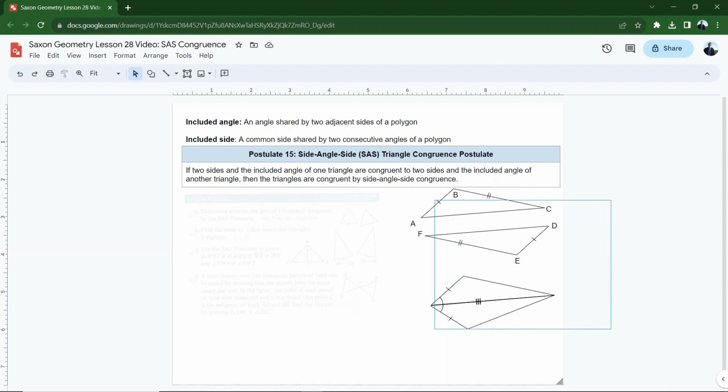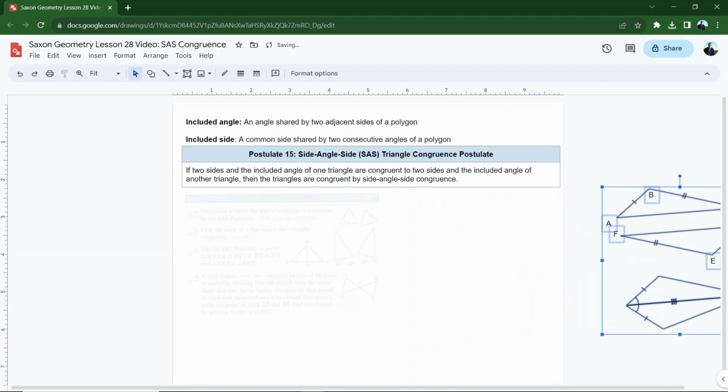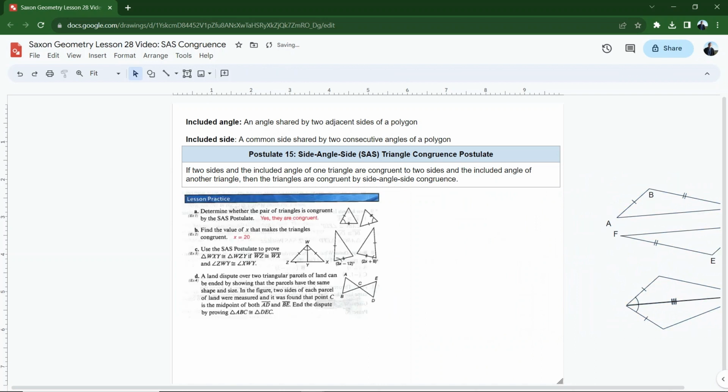All right, I'm just going to drag these guys back off to the side, and let's get to the problem set for this lesson. We're going to work some practice problems. Determine whether the pair of triangles is congruent by the side angle side postulate.